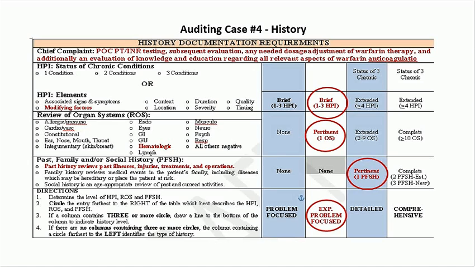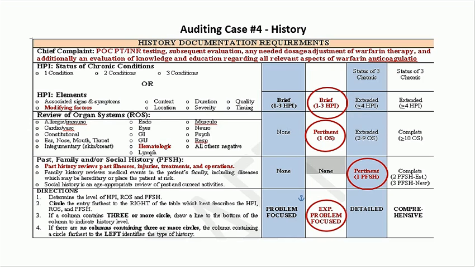For Case 4, the chief complaint is documented as a point-of-care INR test with warfarin adjustment if necessary, and evaluation of the patient's knowledge and education regarding warfarin anticoagulation. The HPI elements supported are a modifying factor because the patient is compliant with the warfarin dose. This gives us one HPI element, which would be a brief HPI, and we would circle the second column.